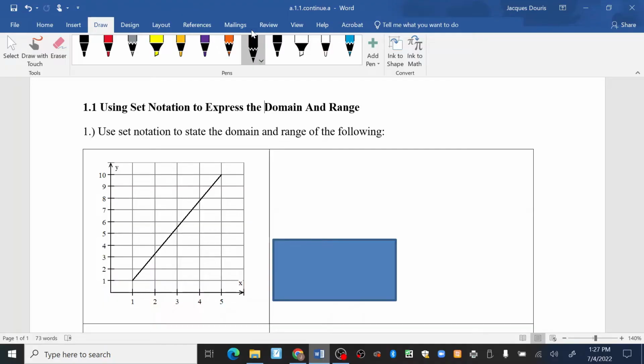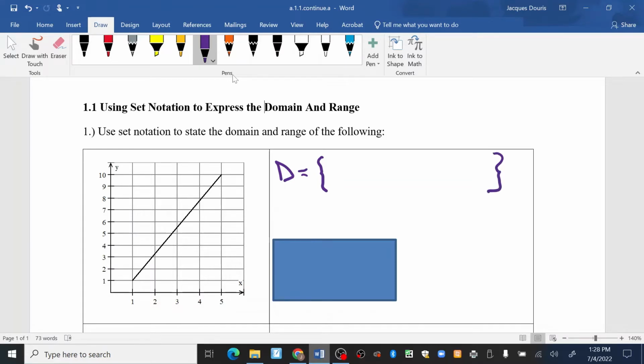Hello, folks. We're going to look at 1.1, using set notation to express the domain and range. So here's our graph. You can see that it's a linear relationship between x and y. And we want to describe the domain. So what we say is D equals, and we use the curly brackets.